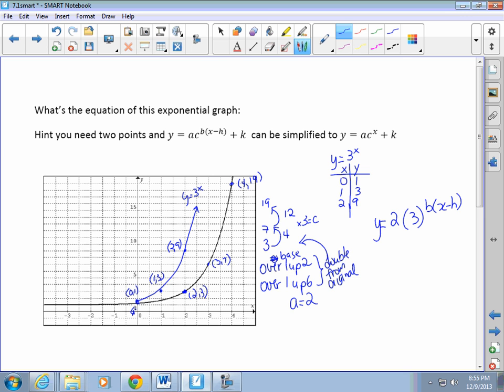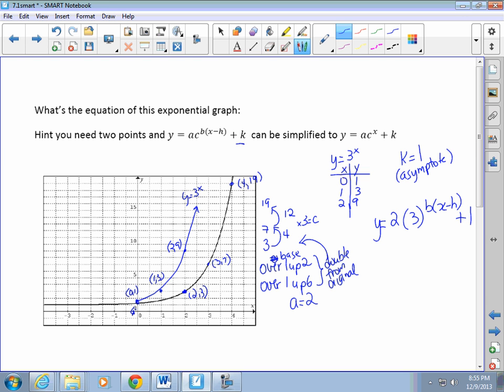But I do know from looking at this graph that I have a k value. Because I know this is 1, and based on the look of this graph, it can't be touching that positive 1. So my k is equal to 1 because that's my asymptote. My graph gets really close to 1, but it's not touching it.